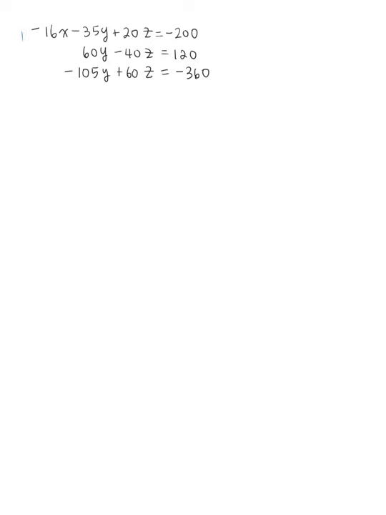Okay, so let me call this one row 1, row 2, and then row 3 again. Now the next operation is going to be 1 over 20 times row 2, and then rewrite that in row 2. So if I divide by that 20, then our new row 2 is going to become 60y minus 40z equals 120. So basically we're dividing everything by 20. So then you're going to have 3y minus 2z equals 6. All right, so that's going to be our new row 2.